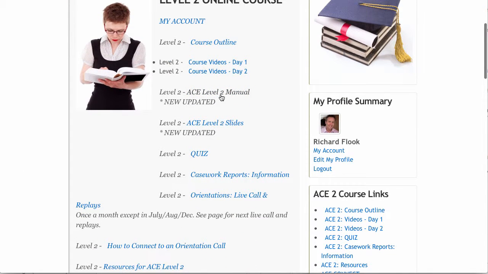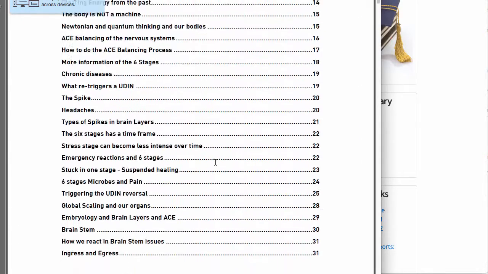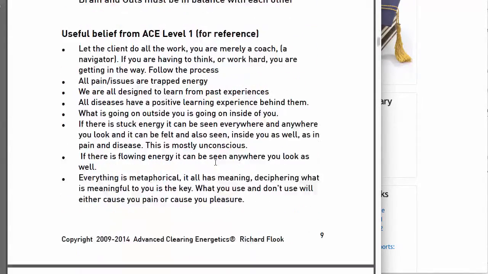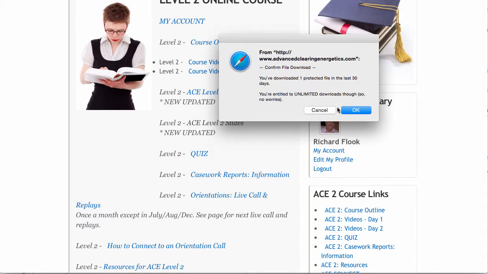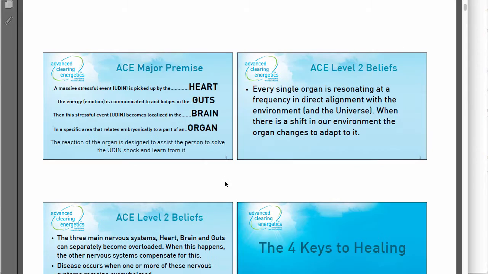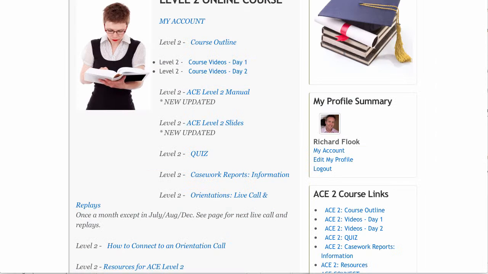You've got the manual. So let me just show you. You open up the manual, and it'll probably come all the way down. Is it going to open up? I think it is. So I'm just going to go and get that manual. There it is. You can see the ACE Level 2 manual, all in its glory. Lots of information there. Okay, so that's the manual. Come out of that, and then you also get, for example, the level 2 slides. And while that's downloading, they should come up. Oh, here are the slides. So you have all the slides ready to work with. That gives you some idea of what's in there.